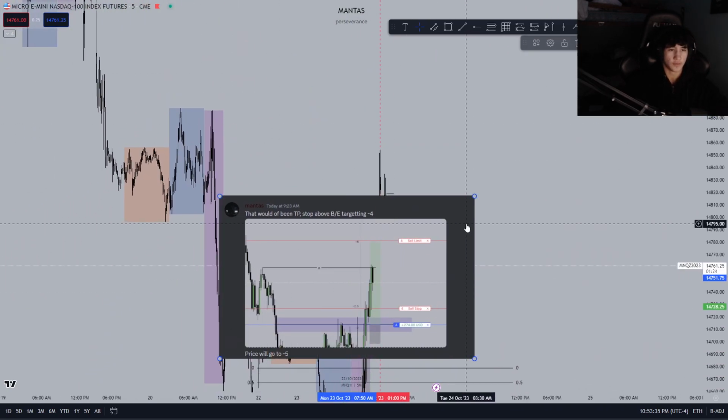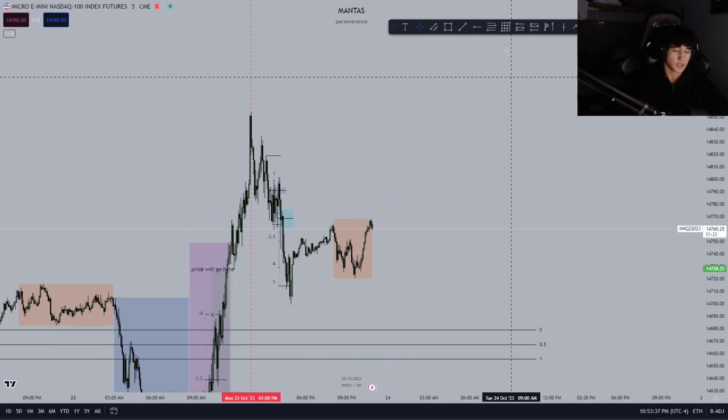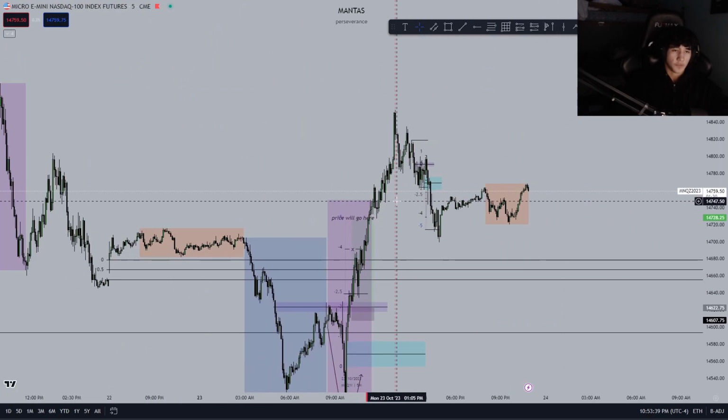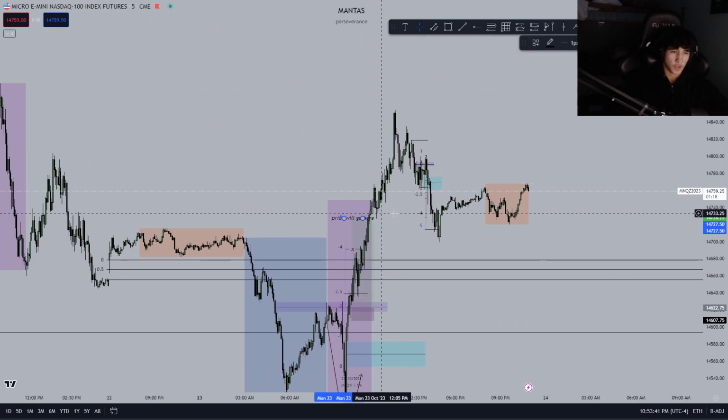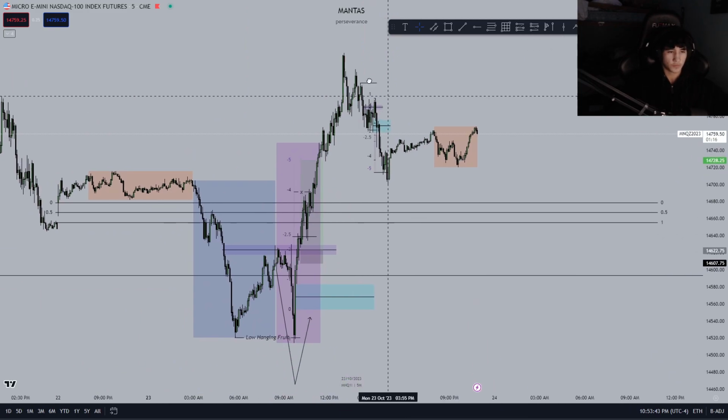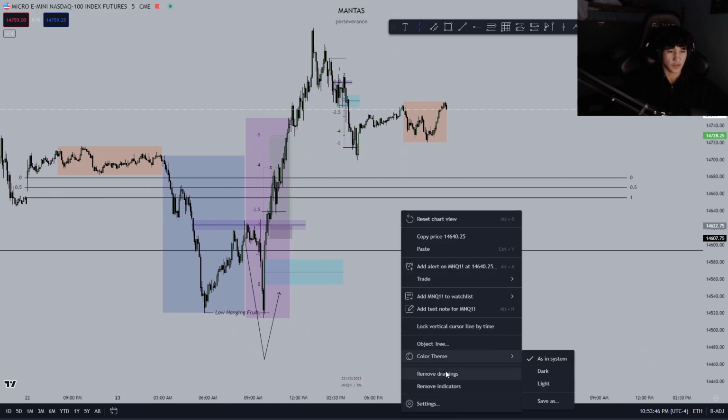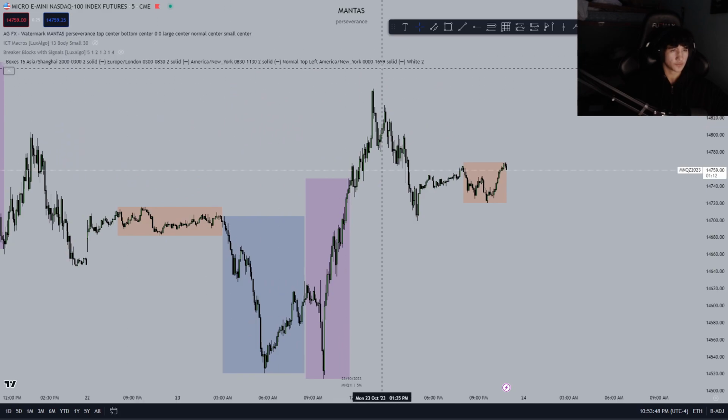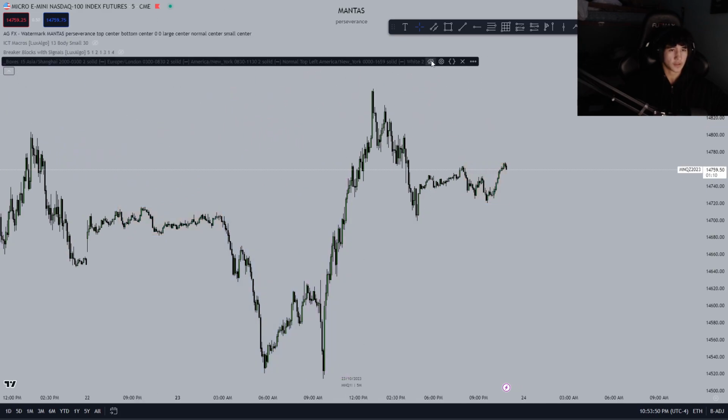We get rid of this. We already went over aggro time multiple times. So Tuesday, I'm expecting some manipulated moves, but with how far we pumped up, we could. I still want that new week opening gap, but it's alright. I'll clear my charts. Get rid of the boxes.